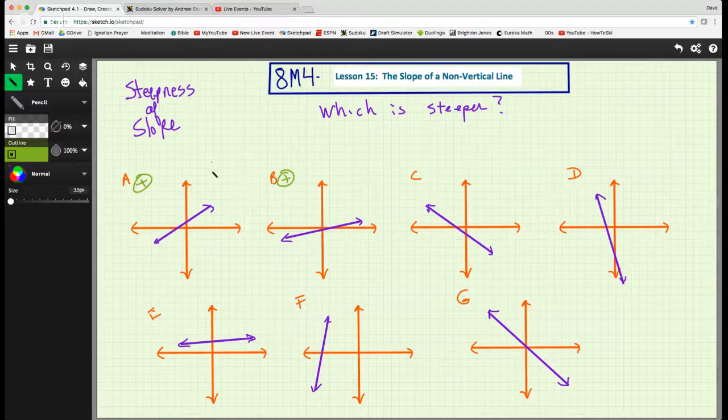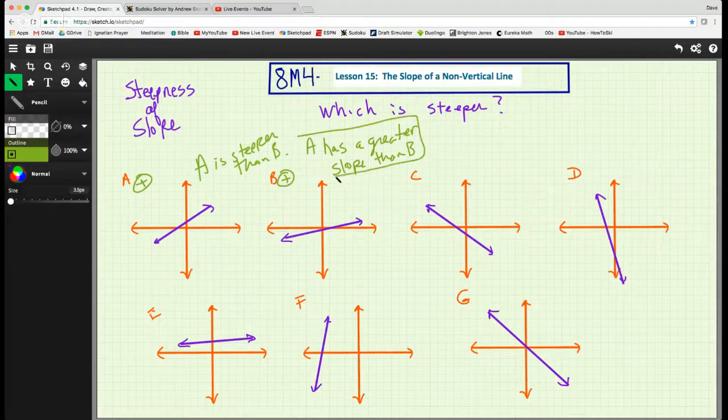So if you're comparing A and B, A is steeper than B. In other words, A has a greater slope than B. That's what we're talking about, a greater slope. A is steeper than B. It's got a greater slope than B.